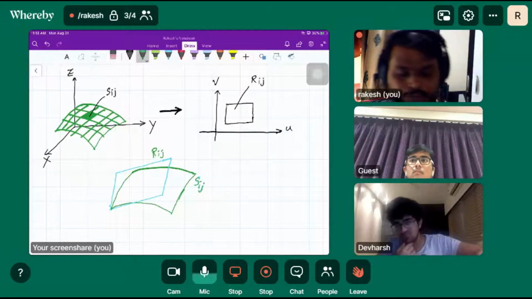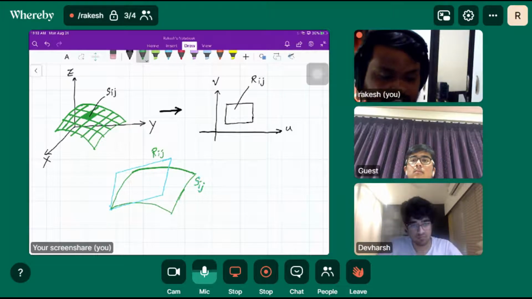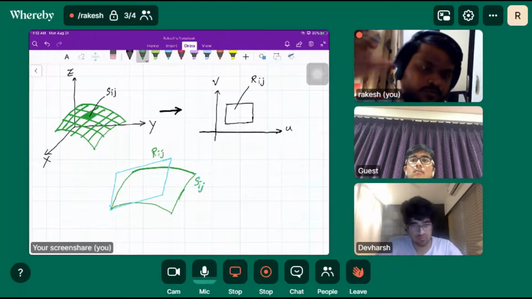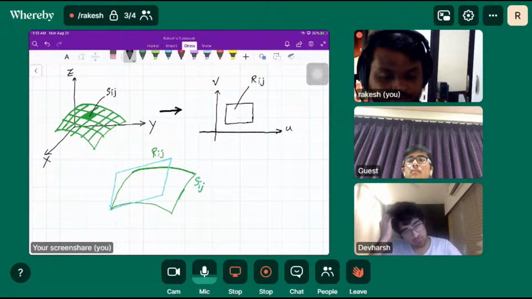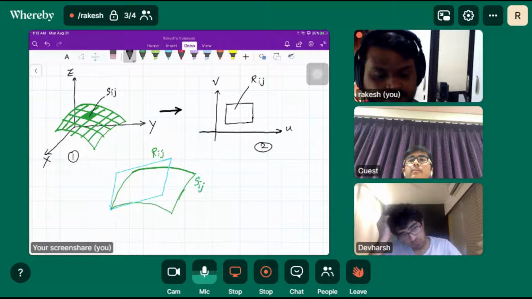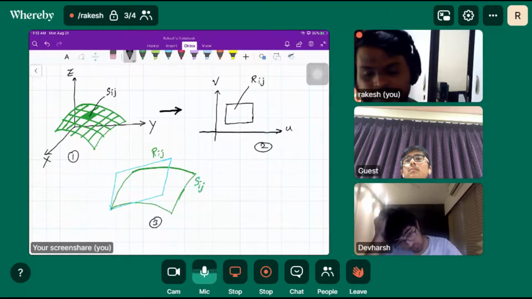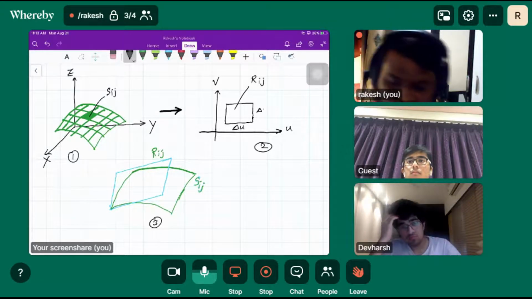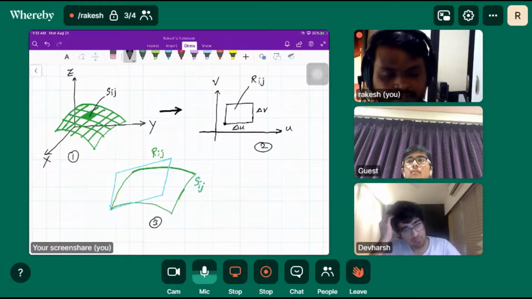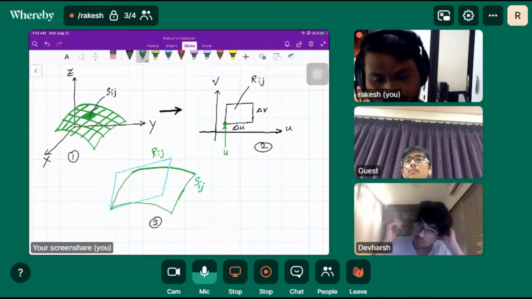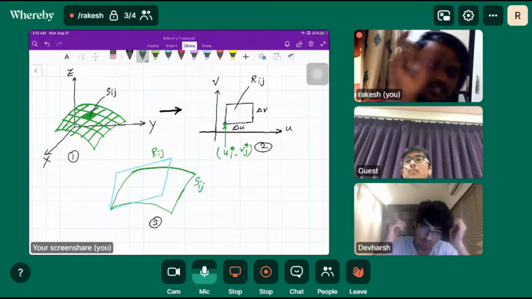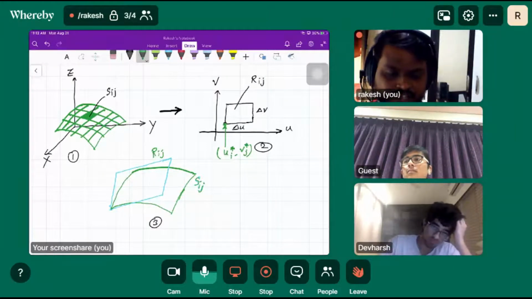So now since we are finding the area of Sij that corresponds to the area of region Rij, in this diagram here, let's say the second diagram, this is the first one, this is the third one. In the second diagram, this difference is del u and this vertical difference is del v. Suppose this point corresponds to ui star, vj star. That's the starting point. I'm taking any point, you can take any.